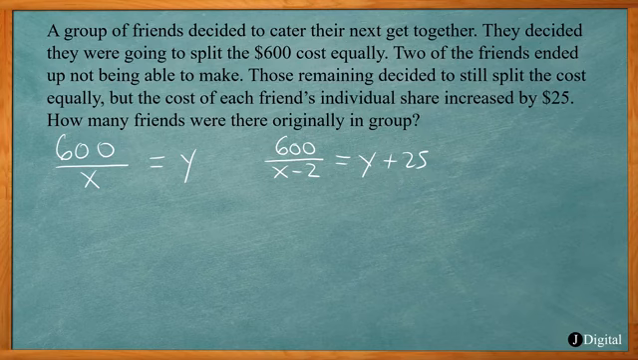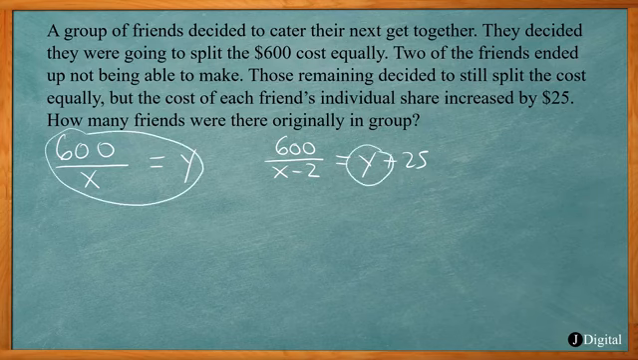Okay, so I'm going to solve using substitution. Over here it says y is equal to 600 divided by x, and I can substitute it into the y over there. So I have 600 divided by x minus 2 equal to 600 over x plus 25.